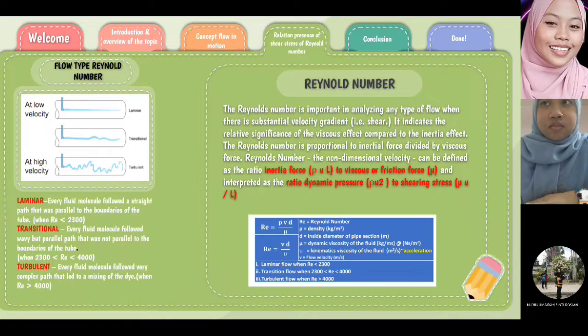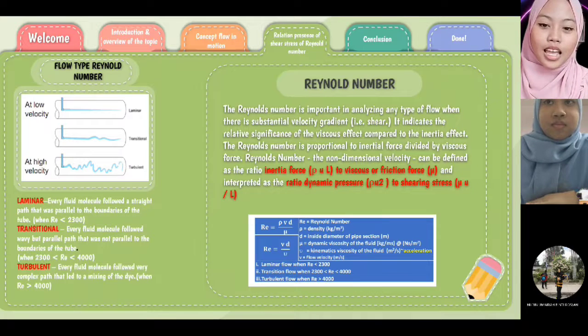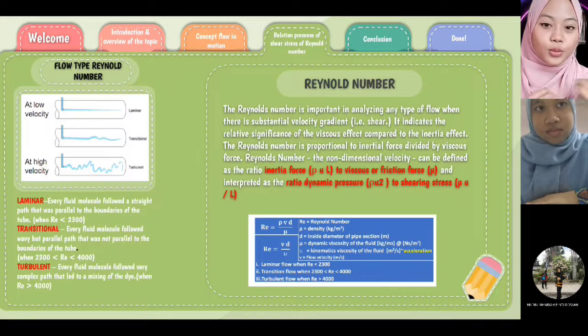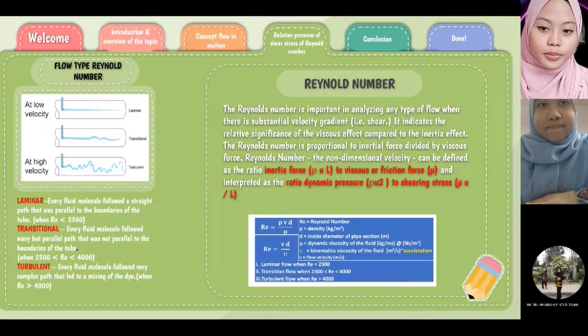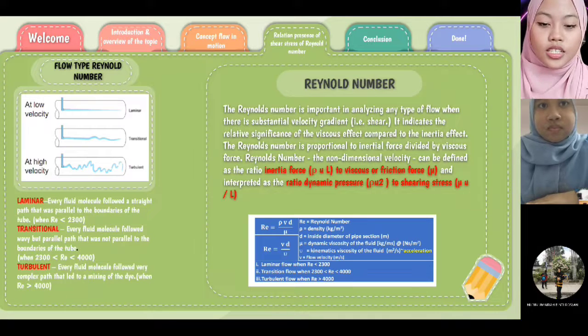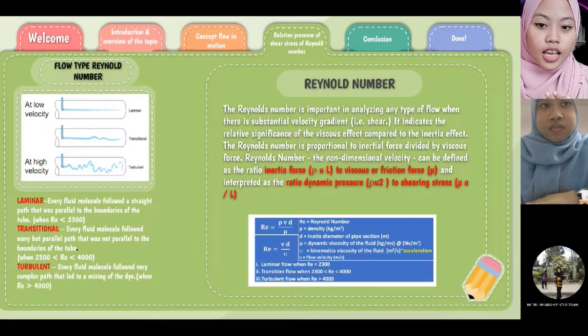Next. So, the picture below is the formula of Reynolds number. As we can see here, Re is Reynolds number, rho is density, D is inside diameter of pipe section, mu is dynamic viscosity of the fluid, nu is kinematic viscosity of the fluid, and V is flow velocity.